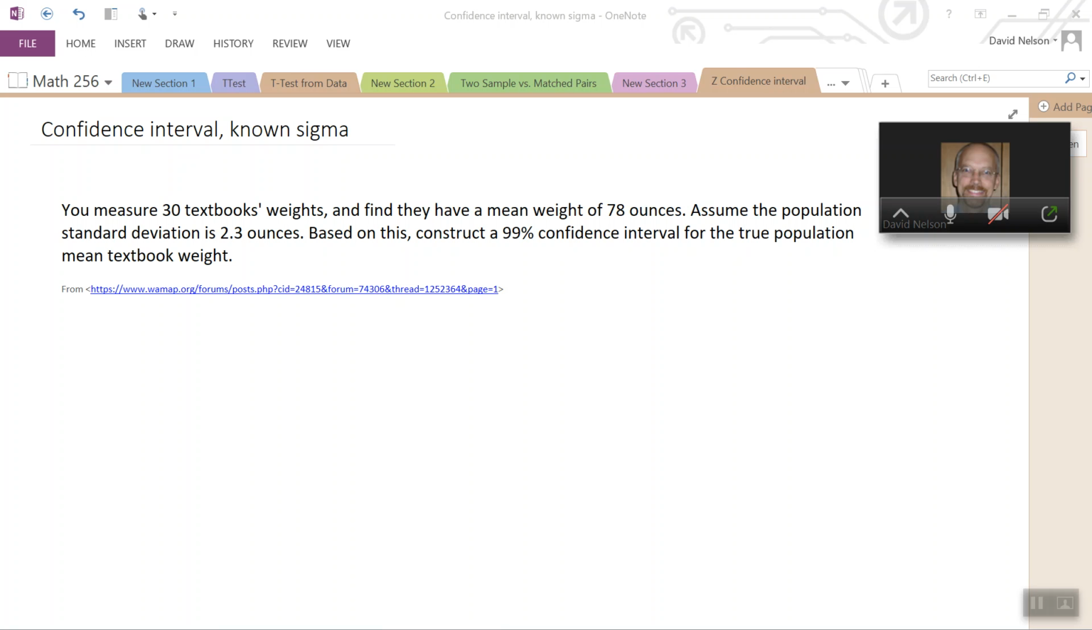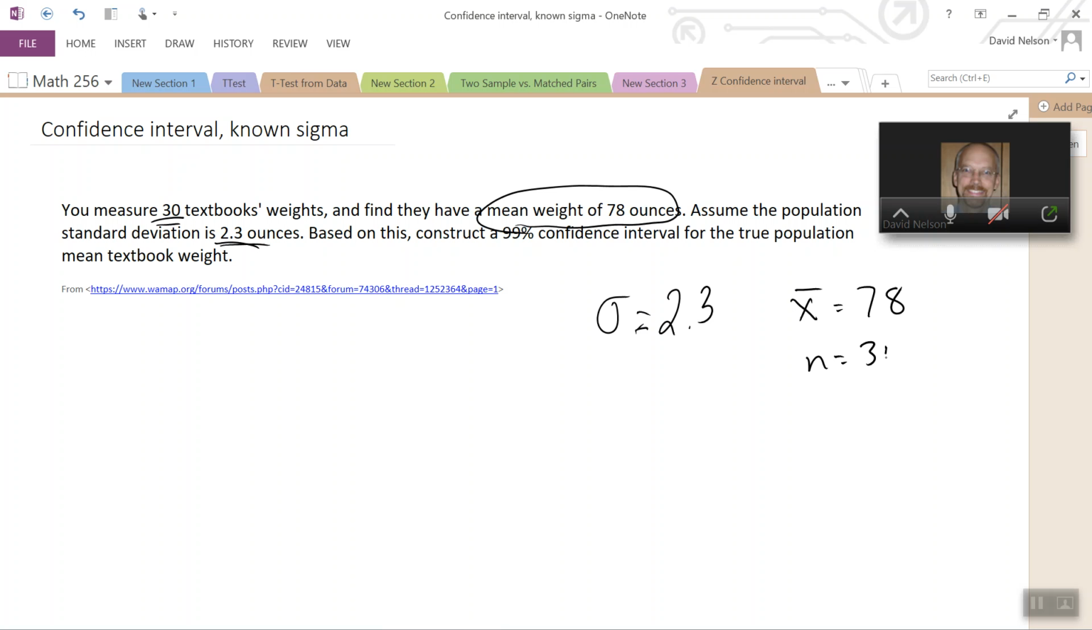All right, in this question we are trying to construct a 99% confidence interval for the true mean of textbook weights. We measured a sample of 30 and found that the sample had a mean of 78, and we know that the population standard deviation is 2.3, so sigma is equal to 2.3. Our x bar is 78 and our sample size is 30, and we're trying to construct a 99% confidence interval for the true mean of these textbooks.